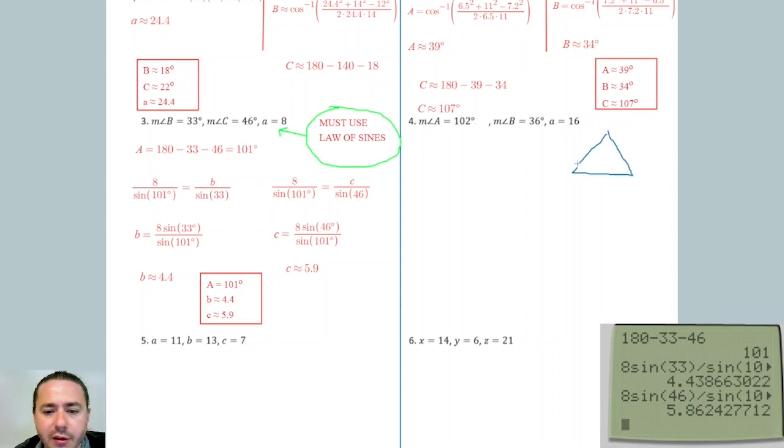We've got angle A, we've got side A, and we've got angle B. It doesn't really matter which one we'll call it. So this is going to be an angle-side. We're going to use law of sines again.